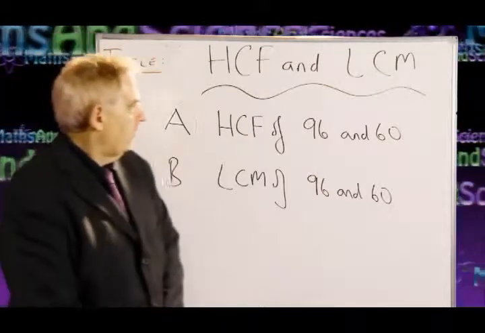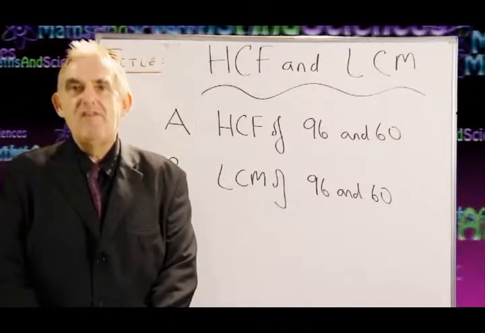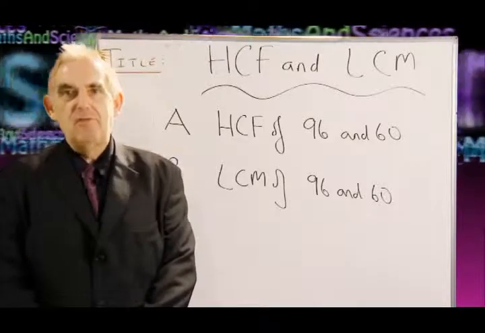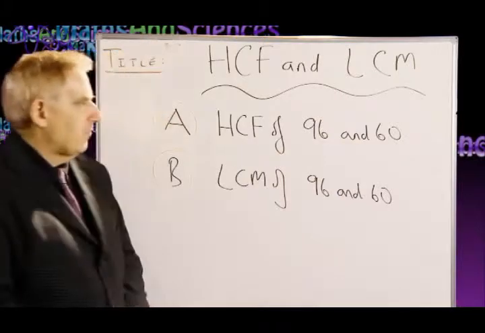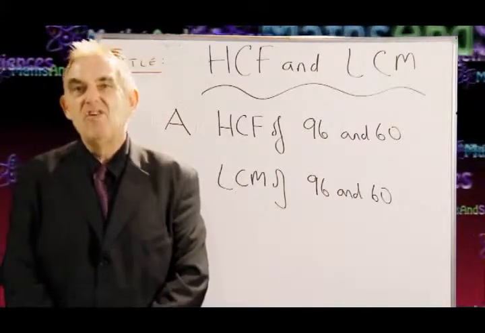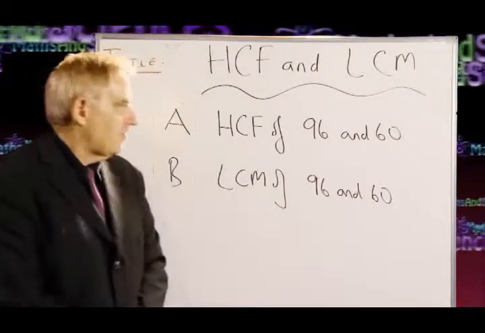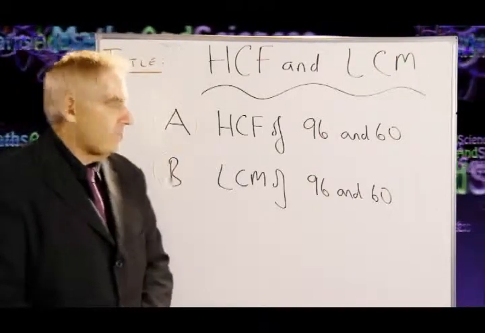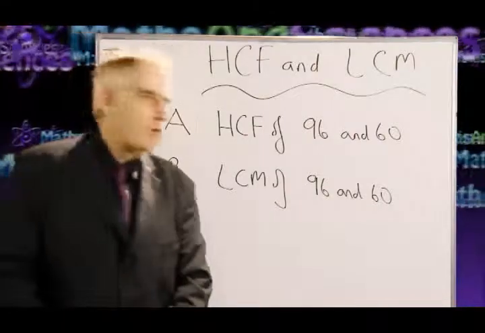The first one, find the highest common factor. That means what is the biggest number that will divide exactly into the numbers they've given you. So we want the biggest number that will divide into both of these. Those of you who are good at your times tables can probably see that 12 will divide into both of those, because 60 and 96 are both part of the 12 times table. 5 12s are 60 and 8 12s are 96. But let's show you how to work it out.